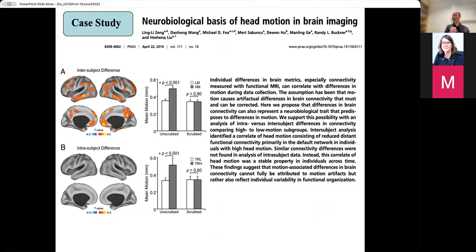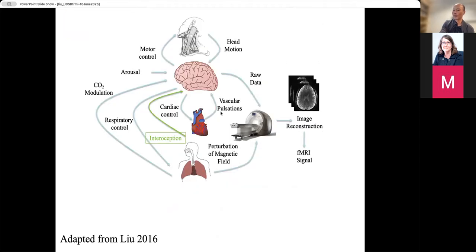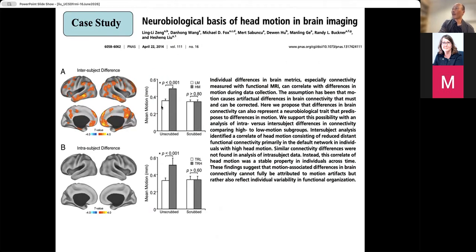So I'll describe what happened here. Basically, they looked at subjects who were high movers versus low movers, right? Let's see, I remember this data. Okay, so basically what they found was, you can see there's mean motion. So you have a group of low motion and high motion, okay?